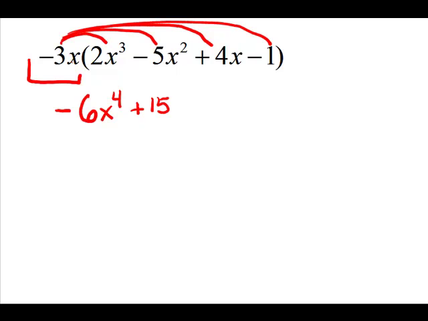For the variables, we will add the exponents, will give us x to the 3rd. For our third term, negative 3 times 4 will give us a negative 12, and x times x gives us x squared. And the last term, negative 3 times a negative 1 will give us a positive 3, and an x. Parentheses comes off.